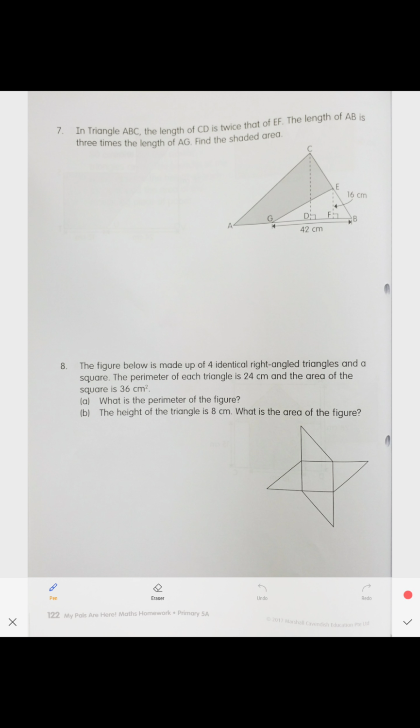Okay, problem 7. In triangle ABC, the length of CD is twice that of EF. So if our EF, they show us, is 16, right, we know that CD is 2 times 16, 32 centimeters instantly.